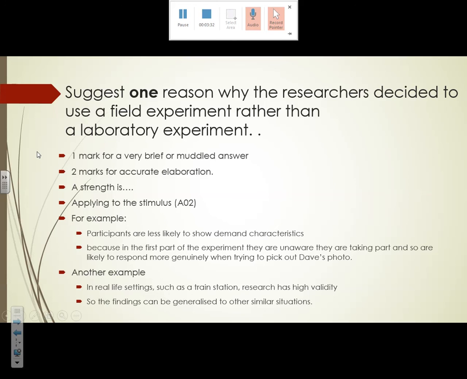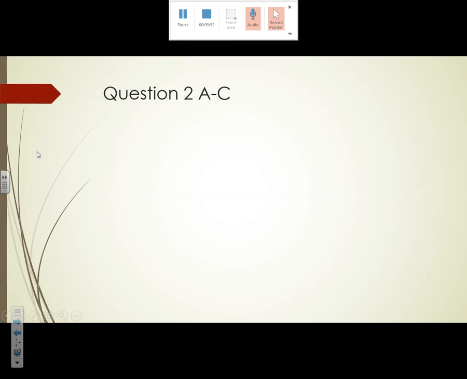Another example, it's set in a real life setting such as a train station, so the research has high validity. So there you go, you've mentioned train station, you mentioned high validity, and then you need to elaborate. So the findings can be generalised to other stimulus situations. Okay, so make sure you've done that. Have you talked about a strength? Have you elaborated, a strength is, this is a strength because? Have you applied it to the stimulus? If so, you get 2 marks. Well done. Nice easy one.